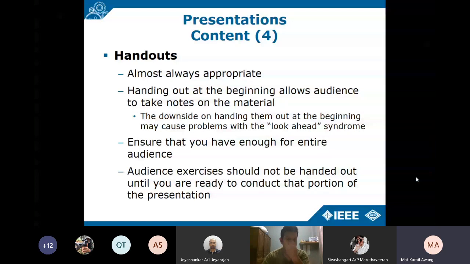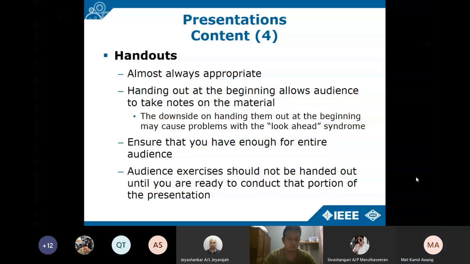They forget to prepare the handouts for the audience, or at least for the panel. It's always appropriate to have the handouts ready. Handing out at the beginning allows the audience to take notes on the material.